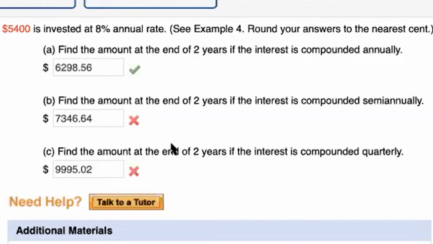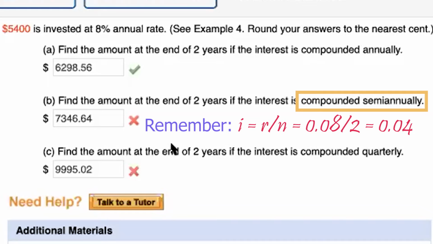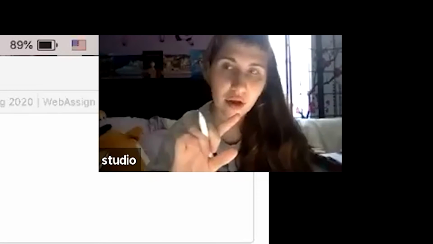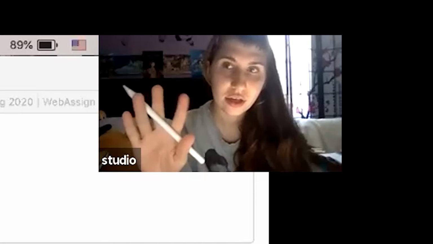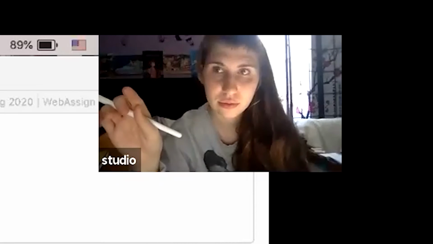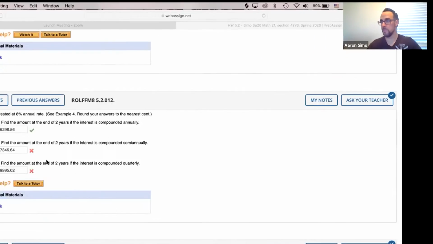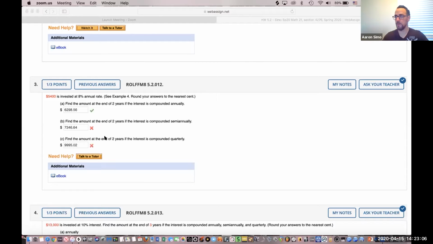Okay. So when you did that one, it's saying that it's semi-annual. Did you divide 8% by 2 because it's semi-annual, or did you use 8%? I did 5,400, and then in parentheses I put 1 plus 0.08 to the power of 2 times 2. That's wrong, because the formula deals with i as the periodic interest rate. You're using 8% as the interest rate, but interest is compounded semi-annually.